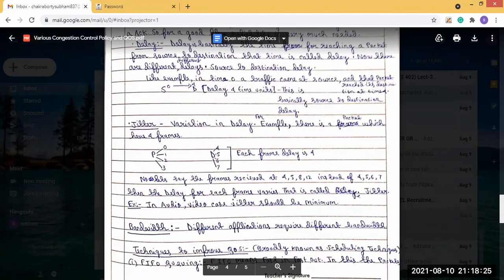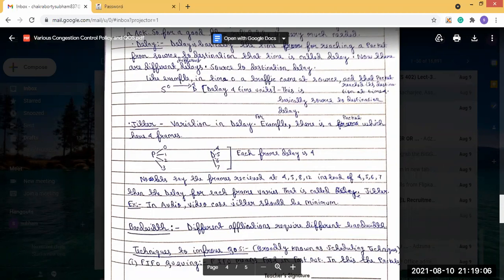the quality of service. Today we will discuss which techniques are used to improve the quality of service. These techniques are broadly known as scheduling techniques. This scheduling concept is the same as in the operating system which you have studied. So some scheduling techniques are used to improve the quality of service.